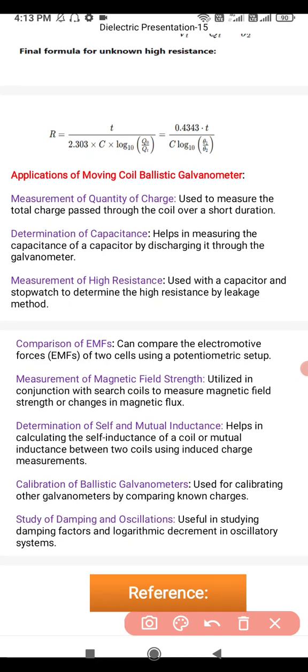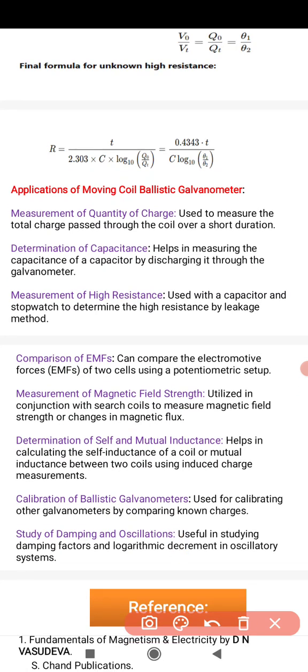Now we see the applications of the moving coil ballistic galvanometer. It is used for measurement of the quantity of charge, to measure the total charge passed through the coil over a short duration. Determination of capacitance helps in measuring the capacitance of a capacitor by charging it through the galvanometer. Measurement of high resistance: used with a capacitor and stopwatch to determine high resistance by the leakage method.